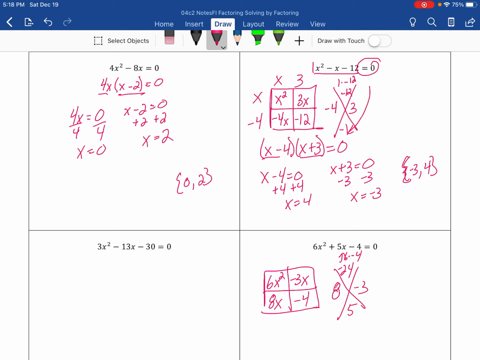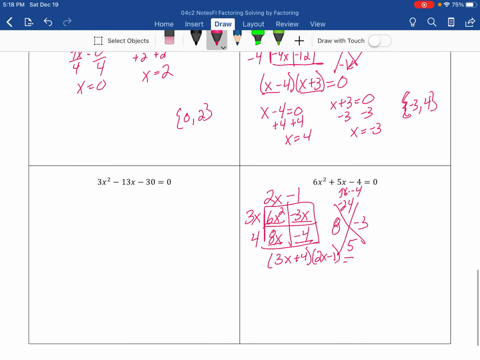So this is going to be 8x, this is -3x. I find my greatest common factor for my row, which is going to be 3x. My greatest common factor for this row is 4. Here, this is 2 and x. This is going to be -1. So my factors are going to be 3x plus 4 times 2x minus 1. But I remember that I'm solving is set equal to 0. So then I use my factors to solve.